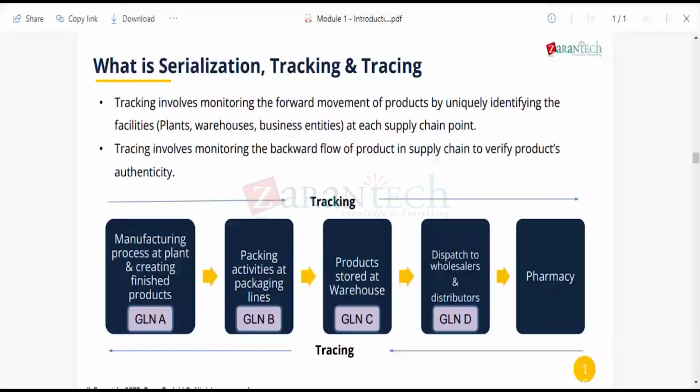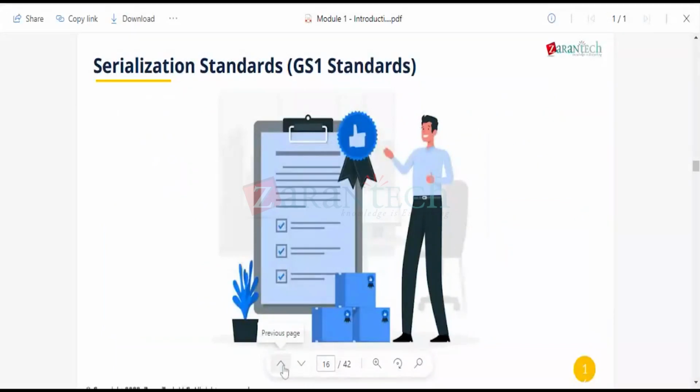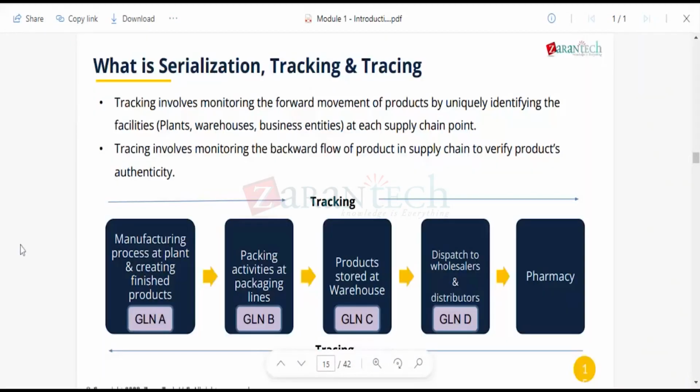Correct, correct. So that's why my next slide is on GS1 standards. As you correctly point out, as an industry, and when I say industry, it includes plants, packaging lines, warehouses, 3PLs like third party logistics, distributors, everybody. If as an industry I want to run serialization, then we should have common rules and regulations and a common understanding. Then only it will run. Otherwise, it will not work.